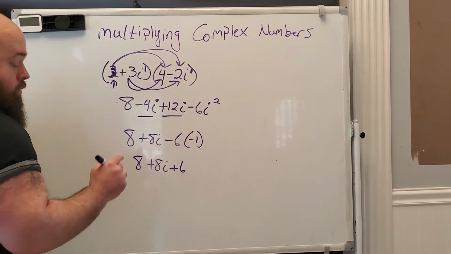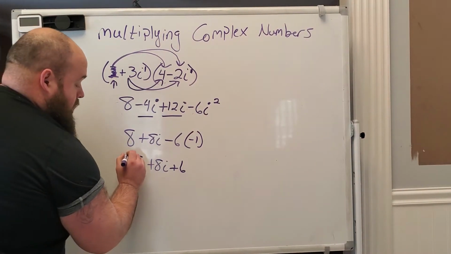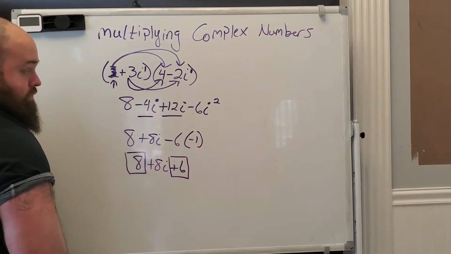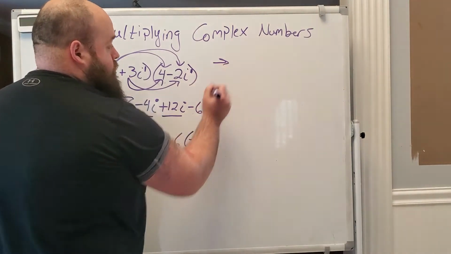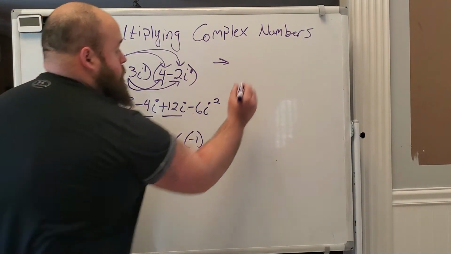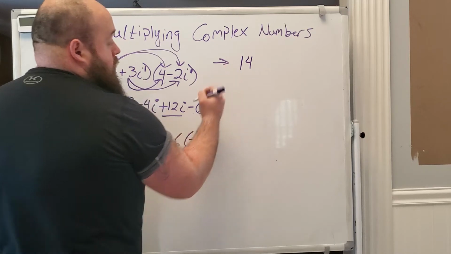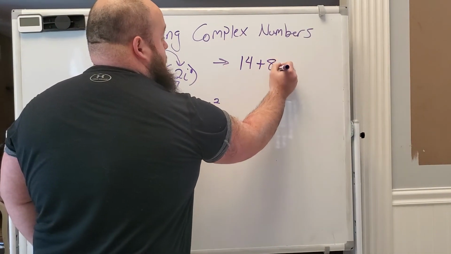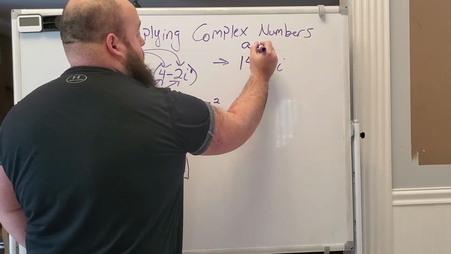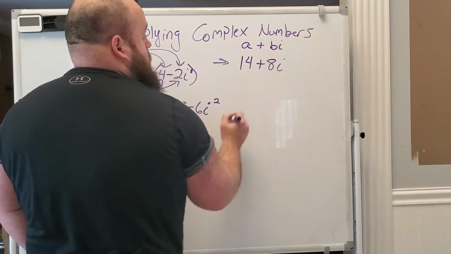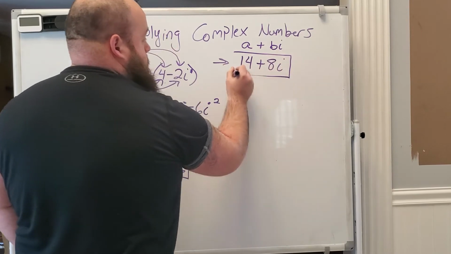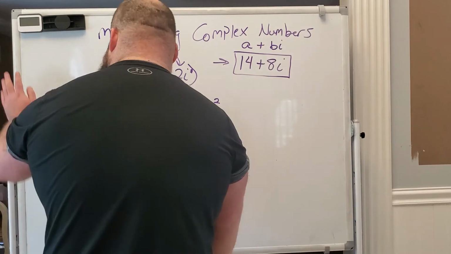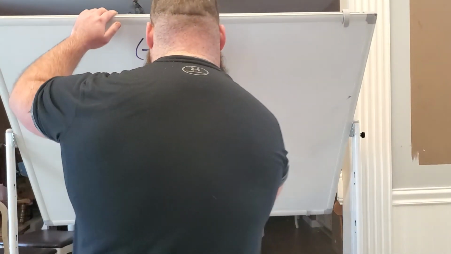Not done yet either. If you notice here, now we can combine the real numbers, 8 and 6. 8 plus 6 gives me an answer of 14. Then I still have positive 8i. And remember, guys, that this is in the form a plus bi. So this would be my final answer. Let's look at another problem.